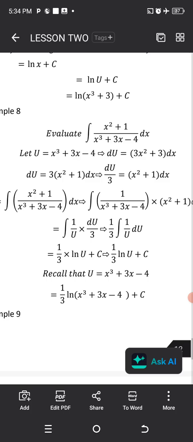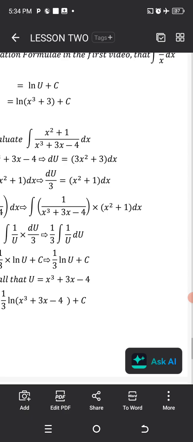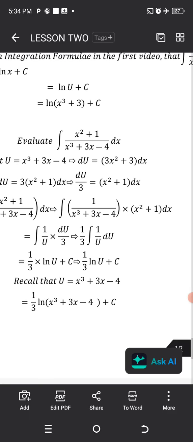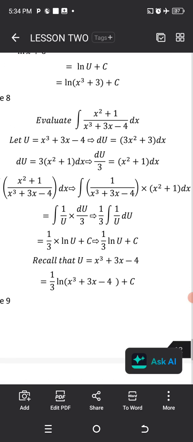This implies that the integral of 1 over s raised to power 3 plus 3s minus 4, multiplied by s squared plus 1 dx. Recall that this is equal to du over 3. That's why we are saying in the next line that the integral of 1 over u multiplied by du over 3, which implies that you bring out the constant, which is 1 over 3 integral of 1 over u du.